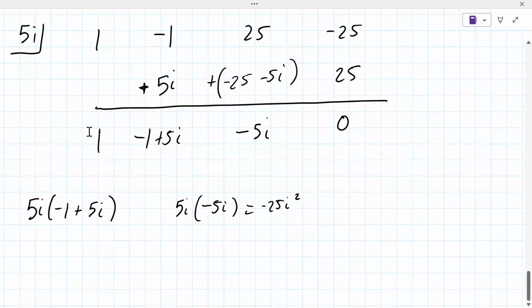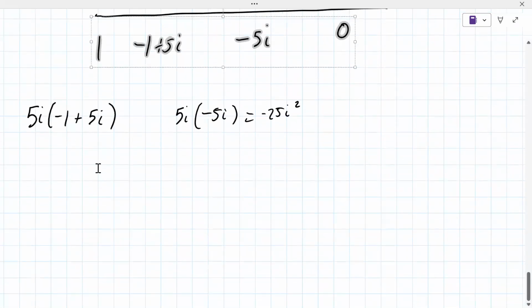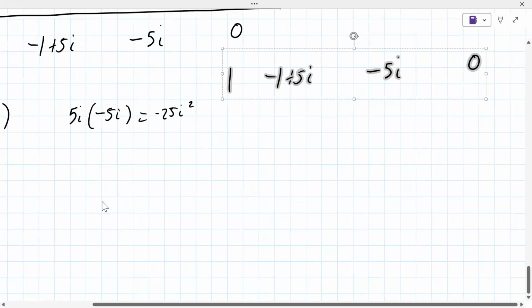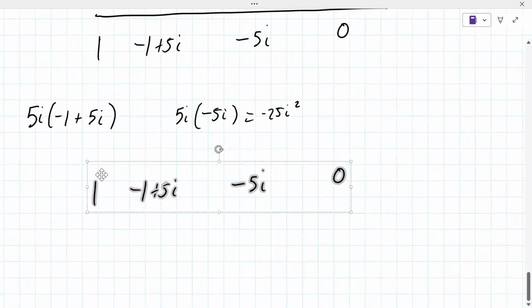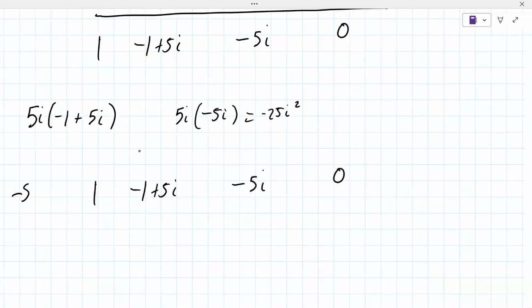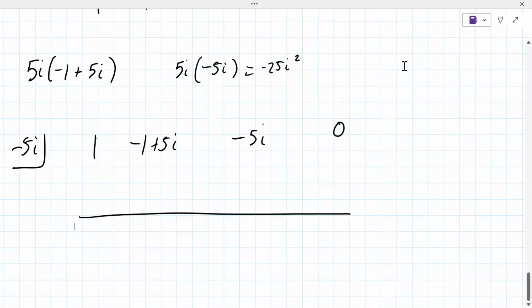And then you want to take this line here, and you really do have to do the conjugate pair with it. It's not enough to do just the one. So we're going to do -5i next. And you should get 0 here at the end. So see if you can work through that.